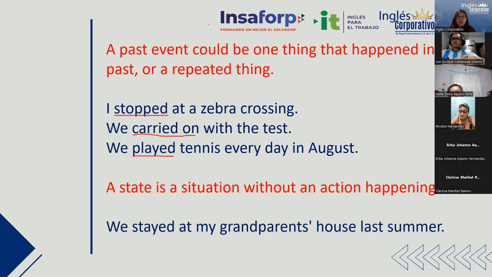In this case, we're talking about something repeated every day. But when? In August. In September, no more, right? So remember, you're talking about one thing that happened in the past. It could be repeated, it could not, but it happened in the past, and it started and finished there in the past. We can also say that we use the past simple to talk about a state, a situation without an action happening.